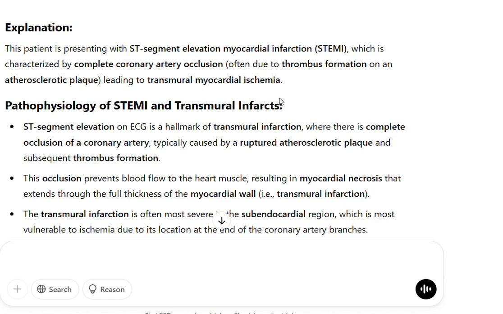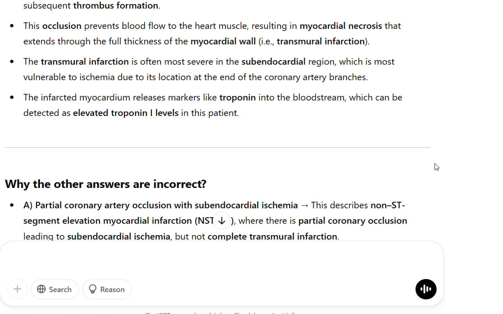The transmural infarction is often most severe in the subendocardial region, which is most vulnerable to ischemia due to its location at the end of the coronary artery branches. The infarcted myocardium releases markers like troponin into the bloodstream, which can be detected as elevated troponin I levels in this patient.